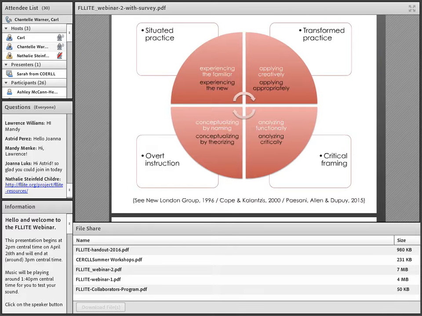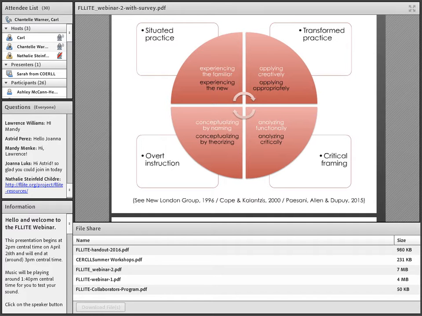The vocabulary that I'm going to use in describing these pedagogical acts is borrowed from the multiliteracies approaches, which I referenced and pointed to earlier in the talk. And this is because I feel like these are most in line with the approach to language teaching that we've been talking about with the FLLITE approach.